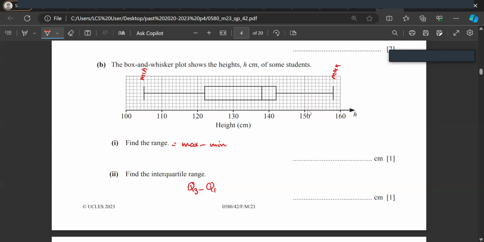Here 150, 151 till 158. Then this 100, 1, 2, 3, 4, 5, 105, and get the answer. So for the interquartile range, it will be Q3 minus Q1. Where is Q3? This is Q3, and this is Q1. Q3 is 142 minus Q1, which is 122. Okay? Any problem? No.